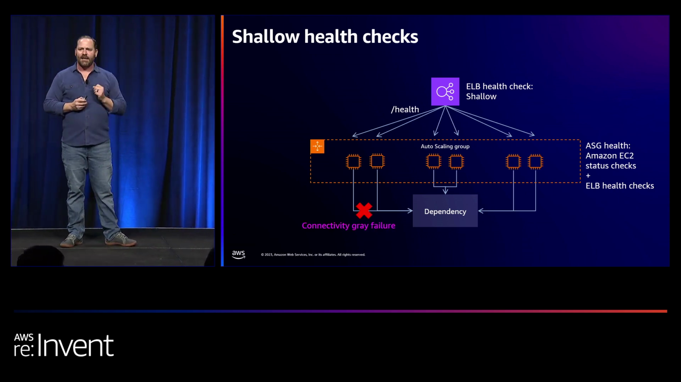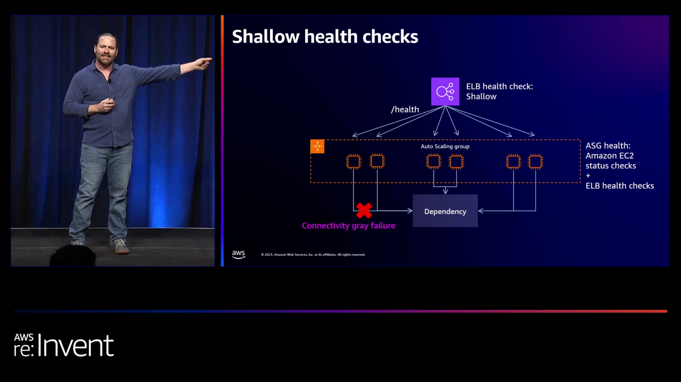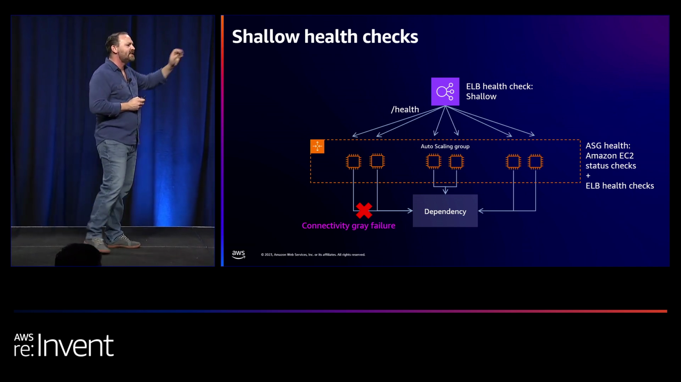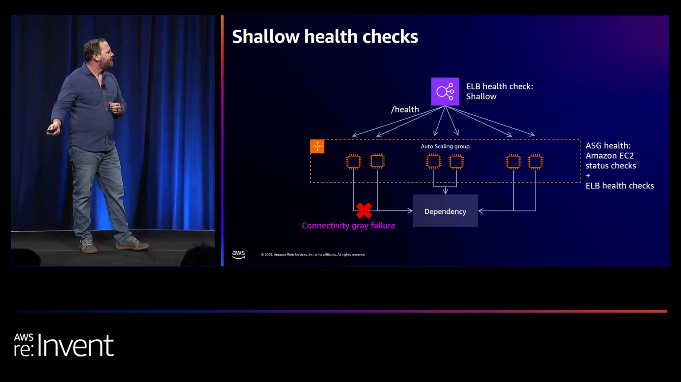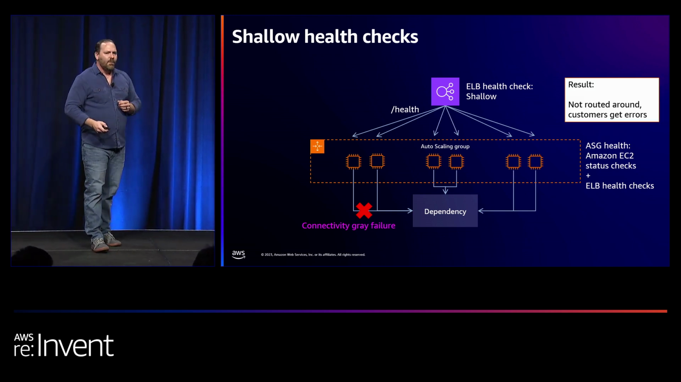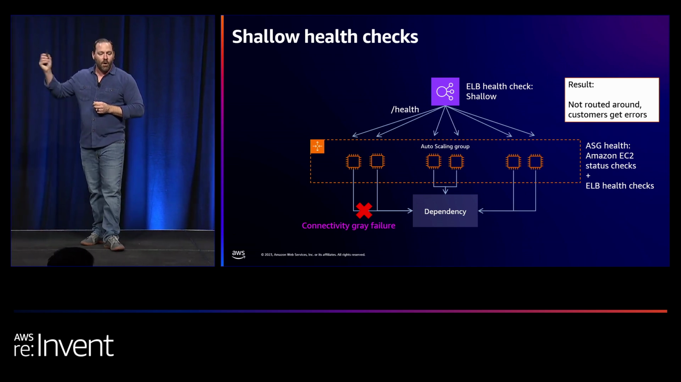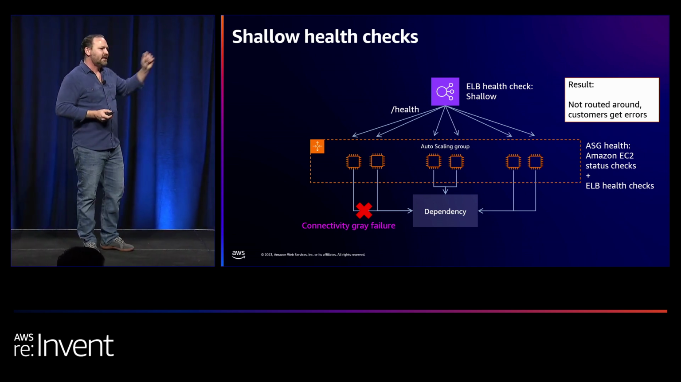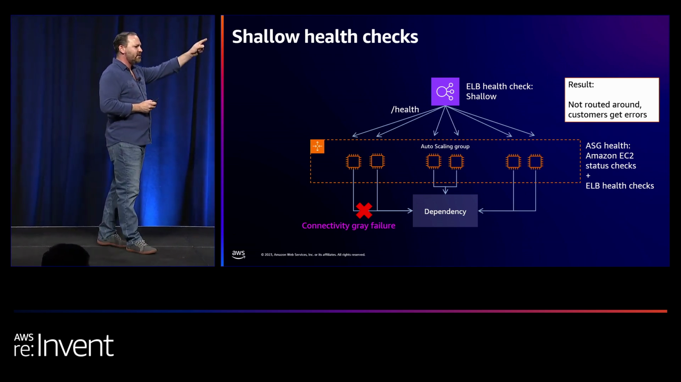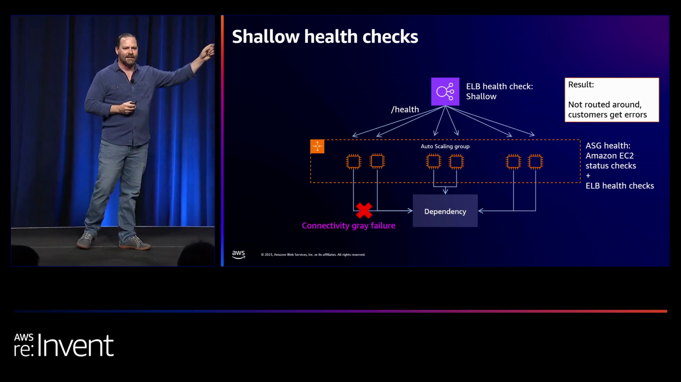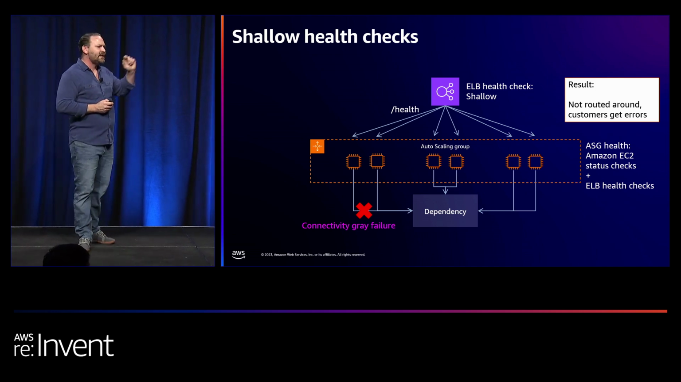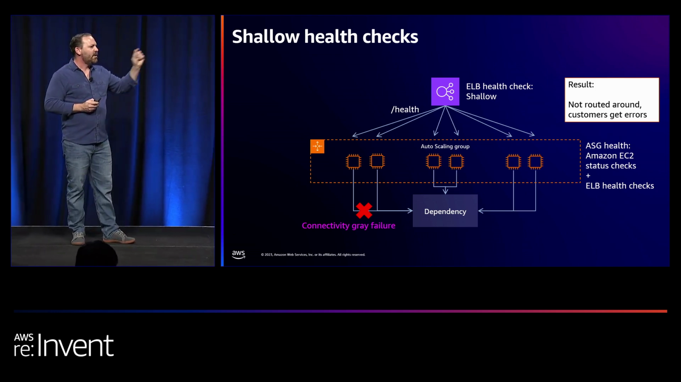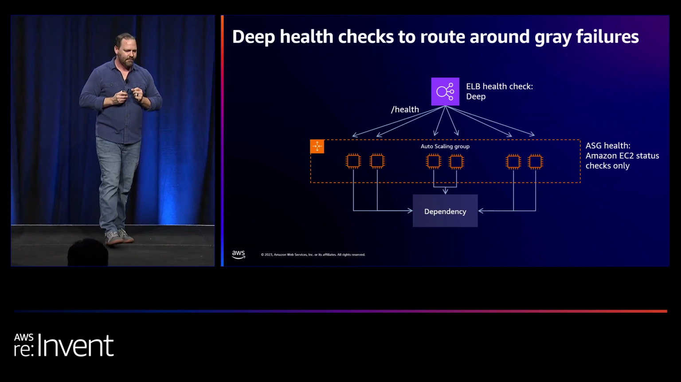But now let's say we have a connectivity gray failure. Let's say this instance can't connect to the database, or maybe 10% of its queries are timing out or getting dropped, or something like that. Well, with shallow health checks, we won't route around this, and customers are going to get errors. Right? That load balancer is going to continue to send traffic to that instance, even though it's having problems. And that's similar to what we saw with the previous examples. So we want deeper health checks.